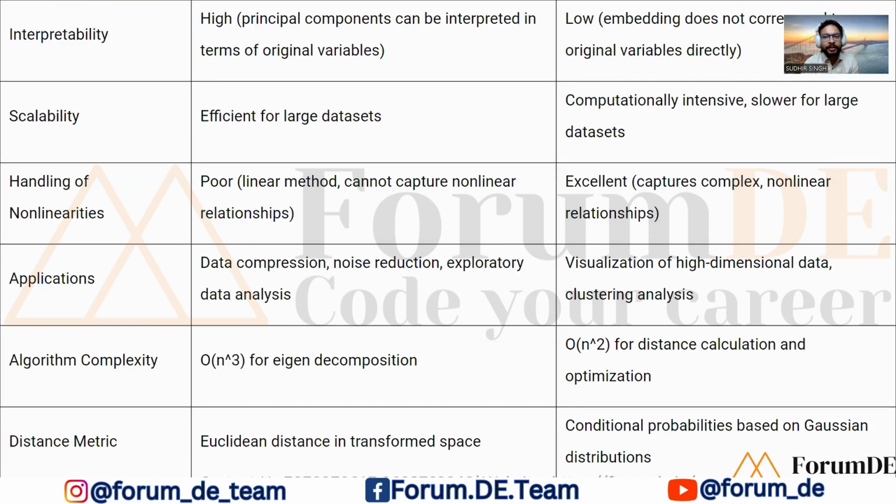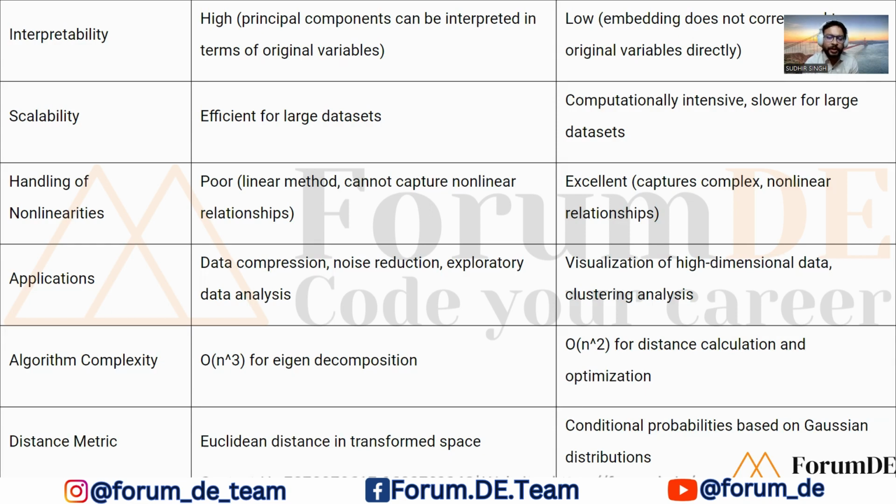Interpretability: PCA is highly interpretable, while tSNE is not that interpretable, because if we have 10 features and we want to convert our data into 3 features, so much information will be lost and it is not easy to interpret that data. Scalability: PCA is efficient for larger data, while tSNE is computationally intensive and slower for large data sets. Then handling of non-linearity is poor in PCA, whereas in tSNE it is excellent.